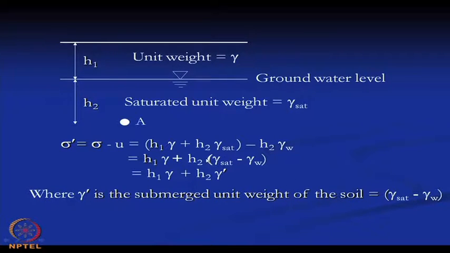So, when you calculate the effective stress at any point below the water table, the effective stress will be equal to the depth of the soil into the unit weight of the soil above the water table, plus the depth of that point from the groundwater table into the submerged unit weight of the soil, that is gamma sat minus gamma W. So, this way we can calculate the effective stress of the soil at any depth within the soil medium.